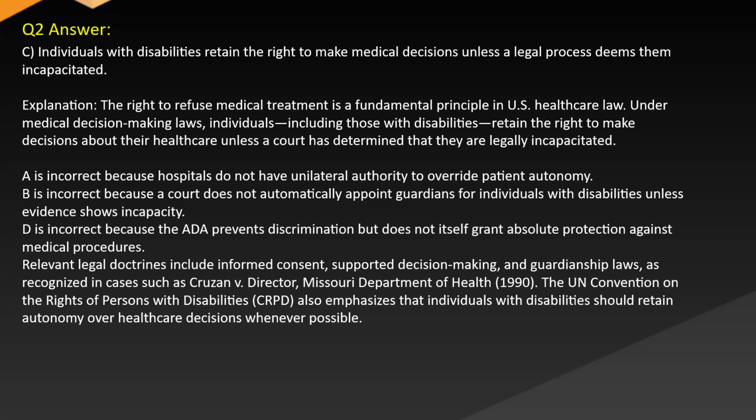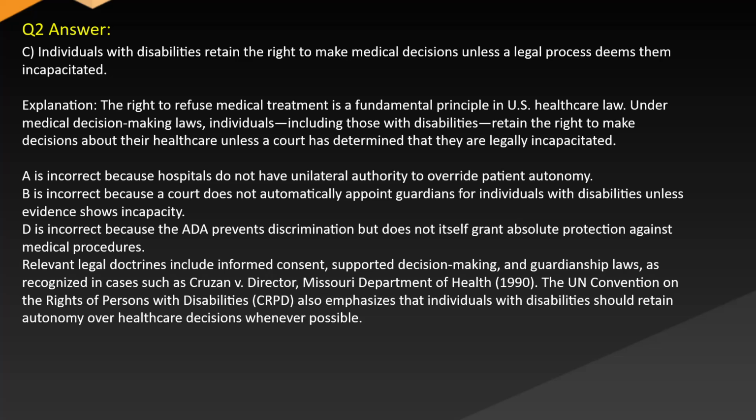A is incorrect because hospitals do not have unilateral authority to override patient autonomy. B is incorrect because courts do not automatically appoint guardians for individuals with disabilities unless evidence shows incapacity. D is incorrect because the ADA prevents discrimination but does not itself grant absolute protection against medical procedures.